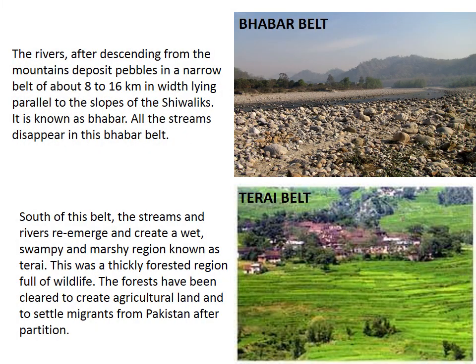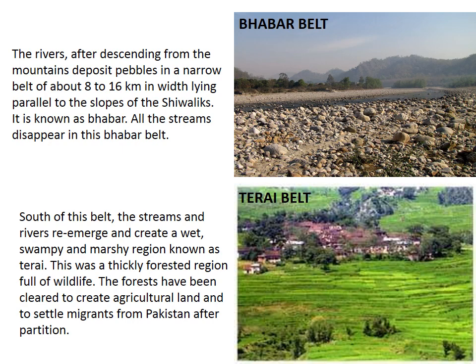These Himalayan rivers, after descending from the mountains, deposit pebbles in a narrow belt of 8 to 16 kilometers in width, lying parallel to the slopes of the Shivalik range. This belt is known as the Bhabar belt. So if you see the photograph which is adjacent, you can see the large pieces of rocks over there, and this is actually the eroded material which has been brought down by these rivers, and it is said that the streams disappear in this Bhabar belt.